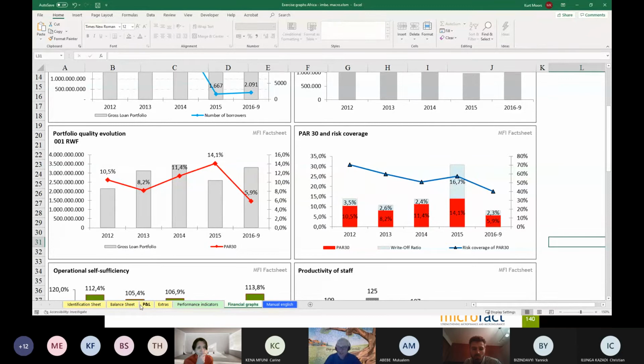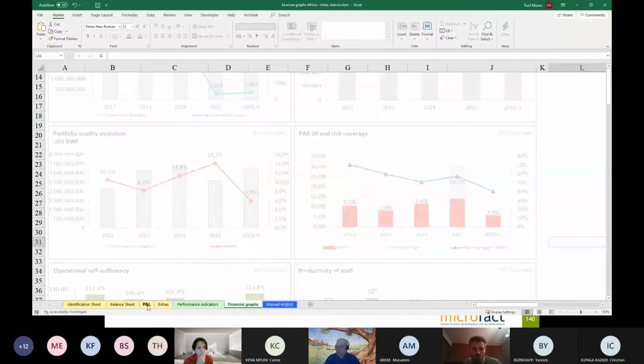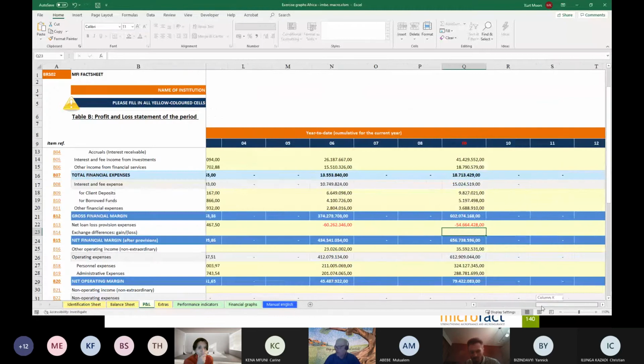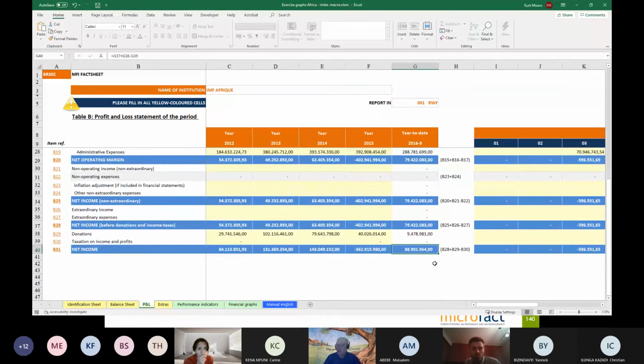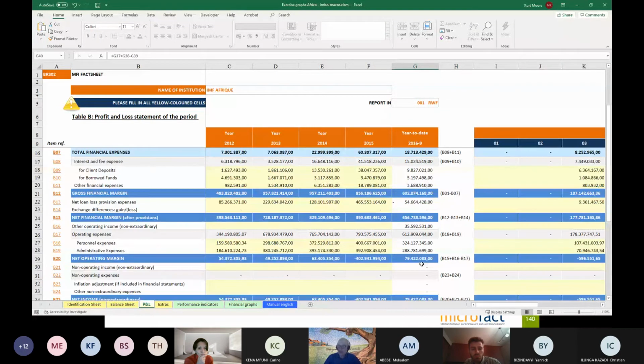I will make it simple. I will add 100 million, so it's an easy figure. I go to my P&L and now have a look. In your P&L, as you can see, the net income for the organization is 88 million, so they have a positive income. Now we go to this non-cash item.